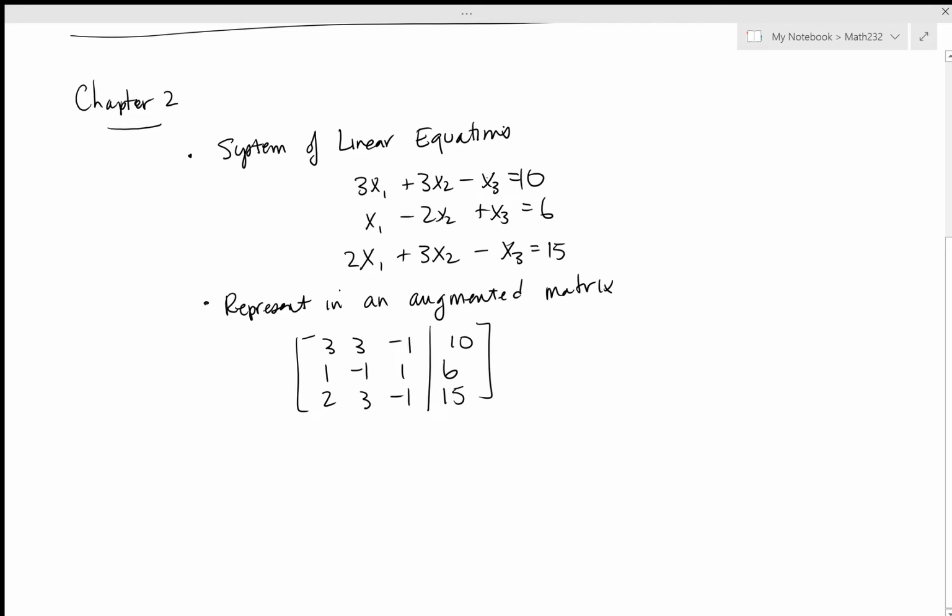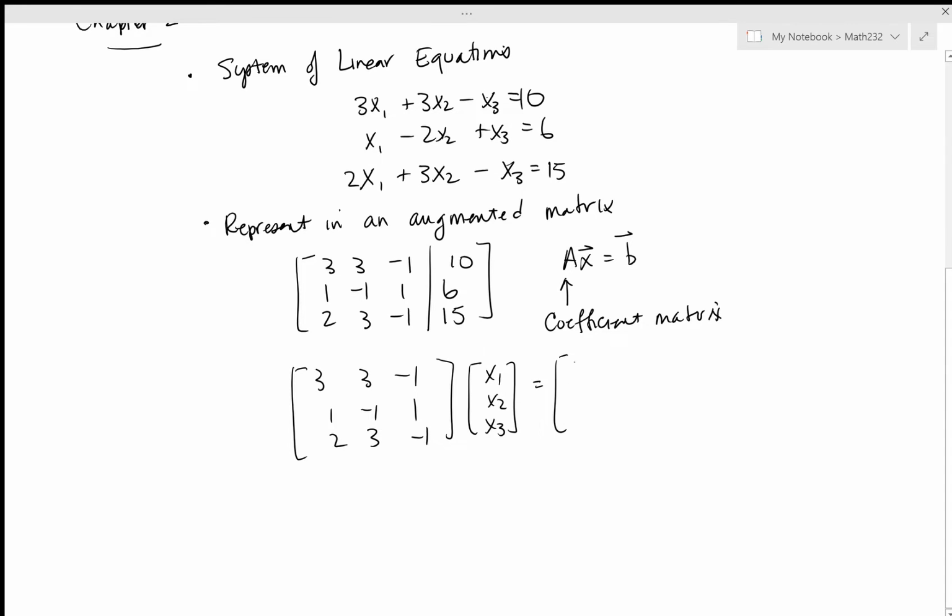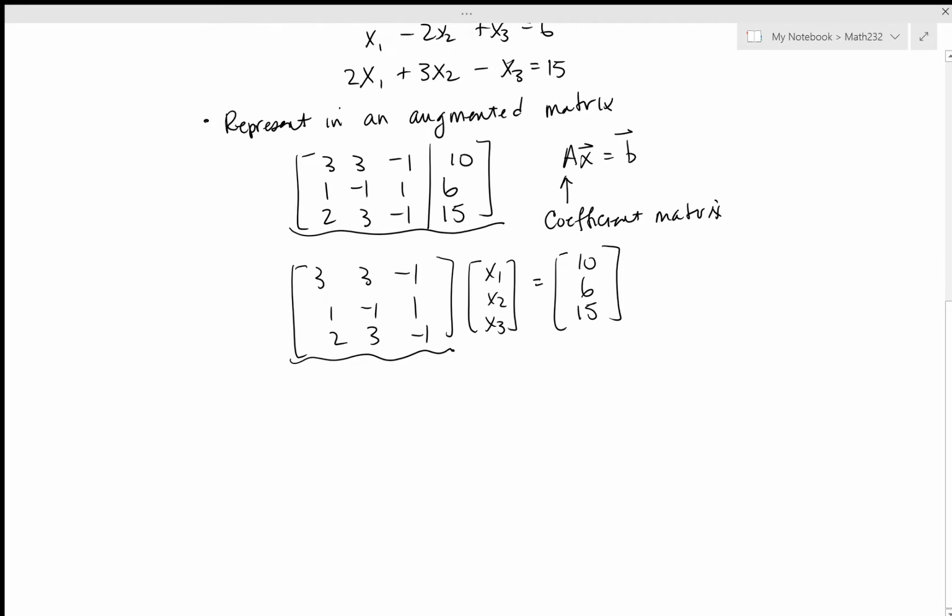We also learned that you can represent it like this, AX equals B, where A, X, and B are matrices and vectors, and A is called the coefficient matrix. For the example that I just concocted, A would be this matrix here, multiplied by X, and that would be equal to B. So this right here is the coefficient matrix. This longer one here is the augmented matrix.